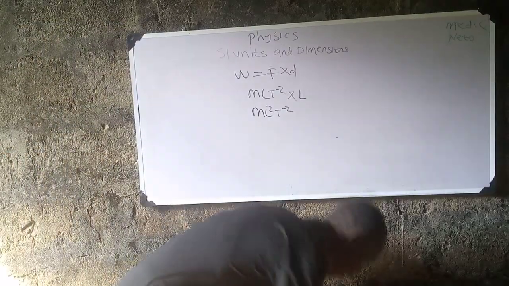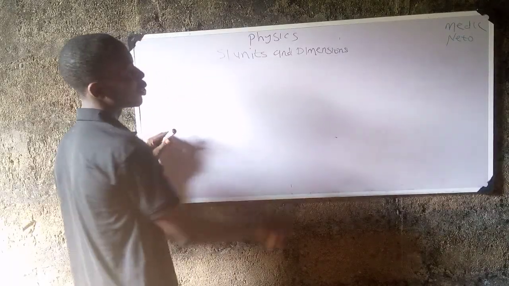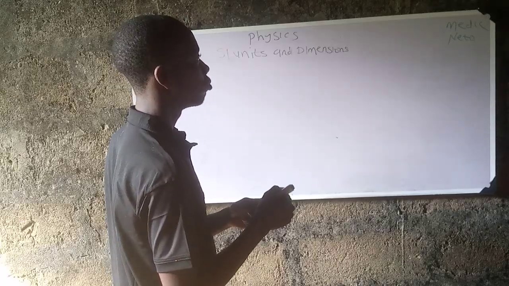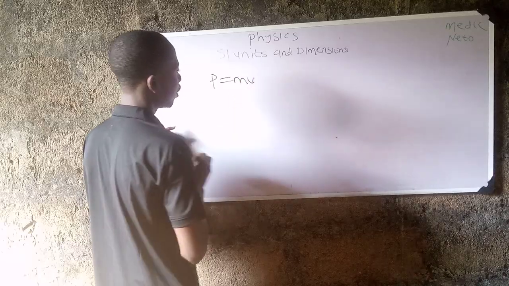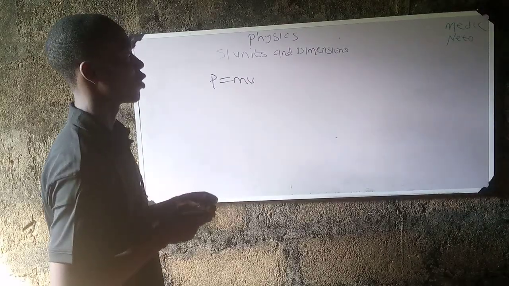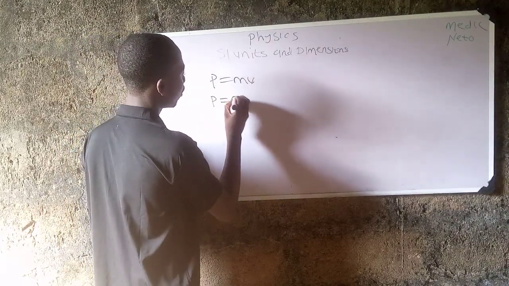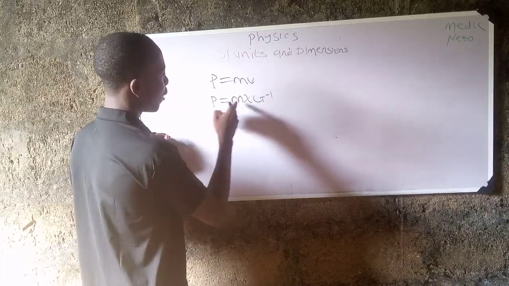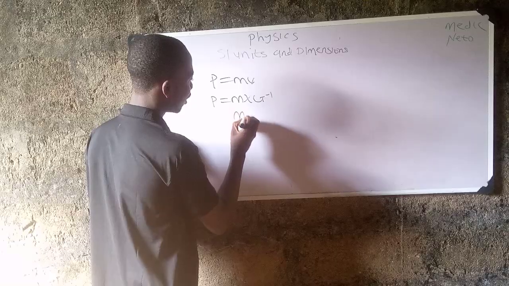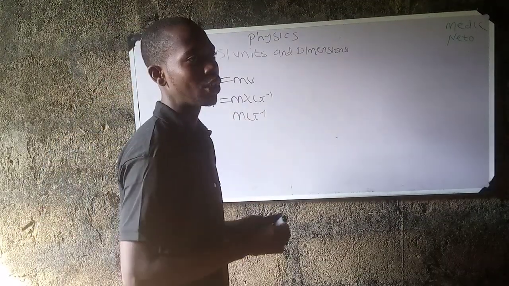And the last one for today will be momentum. P equals mv. I know you guys can do this one, but let me just finish it up. Momentum will be equal to mass times LT^-1, which will give you MLT^-1.